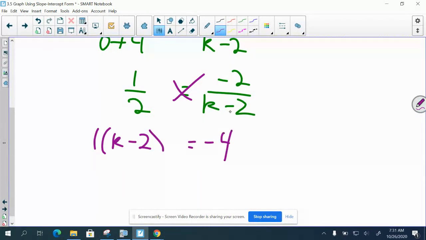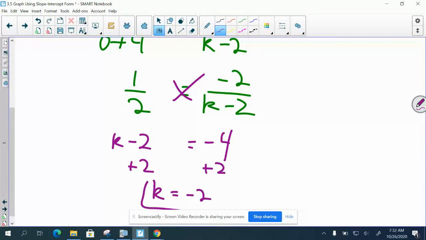Now, when you did 1 times k minus 2, you don't really need to put the 1 in the parentheses, so I'm going to actually get rid of that. Okay, and then 2 times -2 is -4. All right, so now we're going to add 2 to both sides, so we get that k is -2.